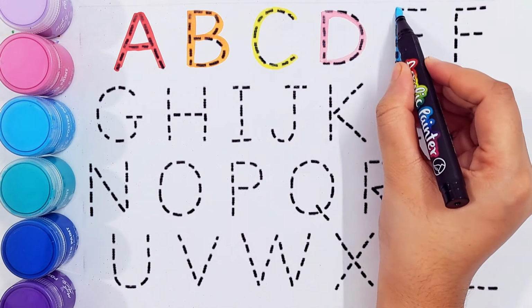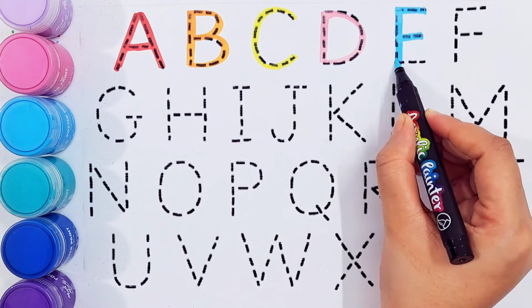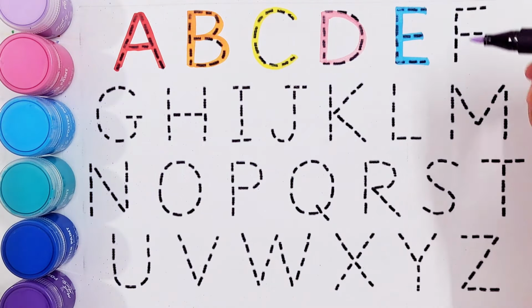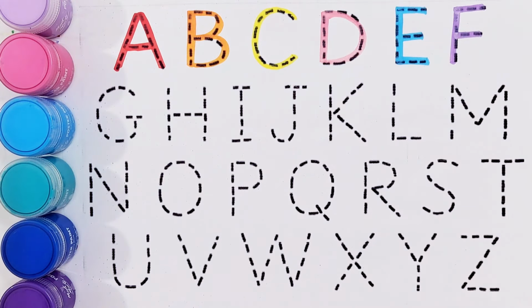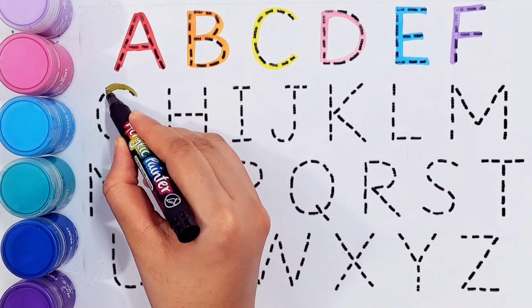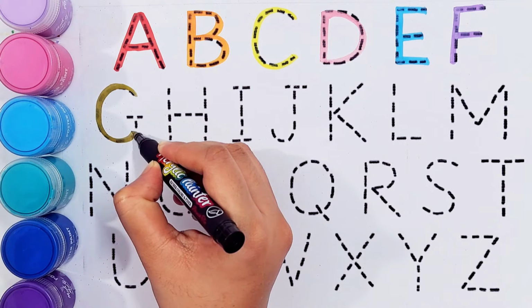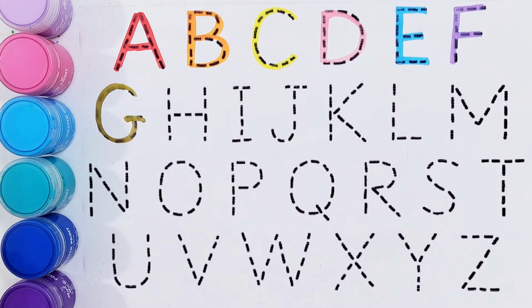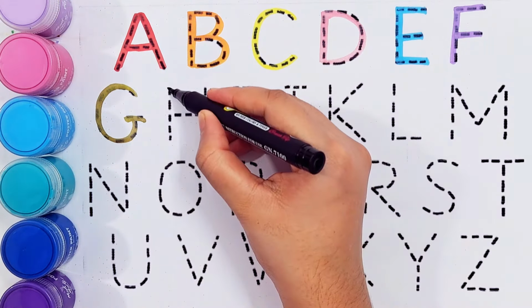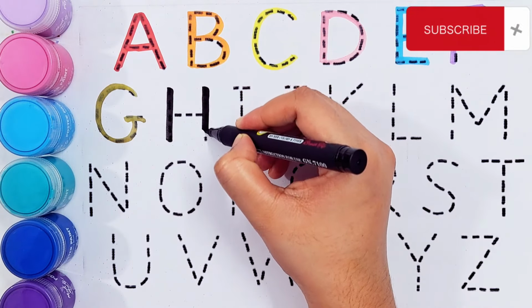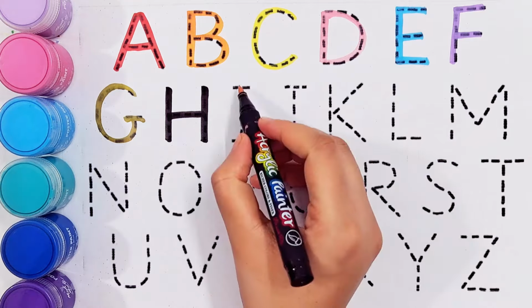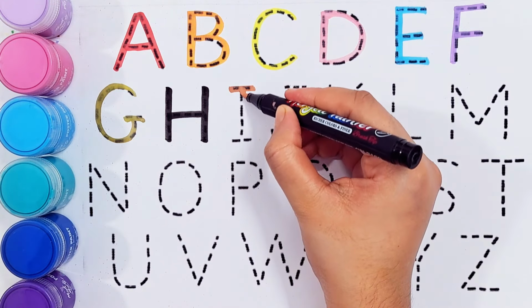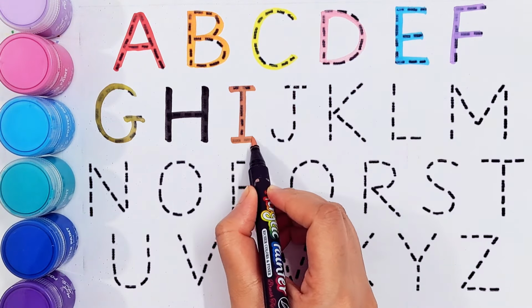E. E for elephant. F. F for fruits. G. G for goat. H. H for hat. I. I for ink.